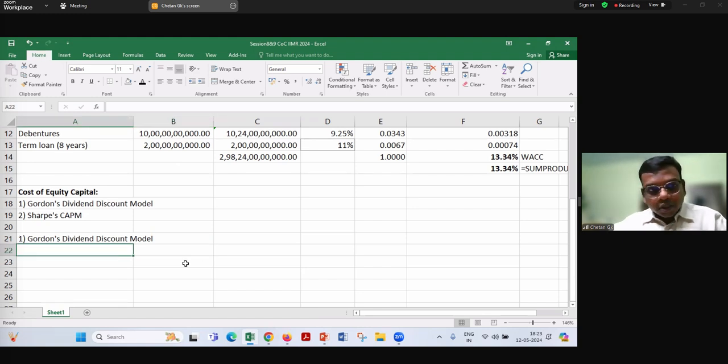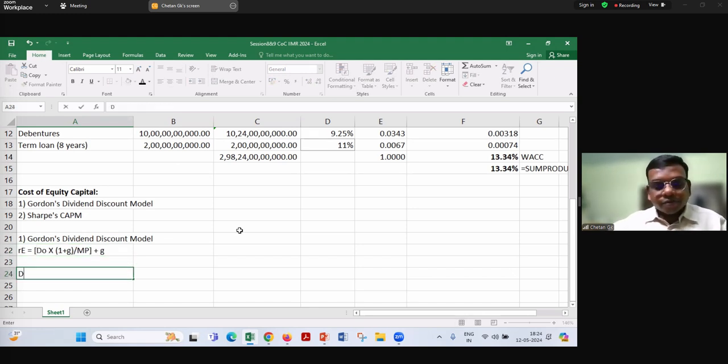So RE stands for what? RE stands for cost of equity, or the cost of equity capital. So this is D naught multiplied by (1 plus growth rate), divided by the market price, plus G. This is the equation which is proposed by Gordon.